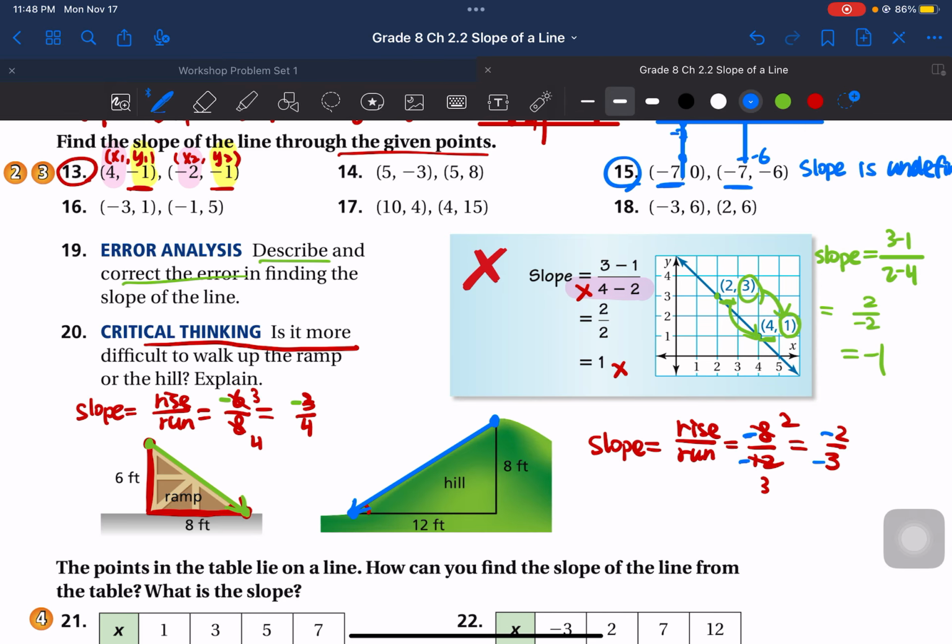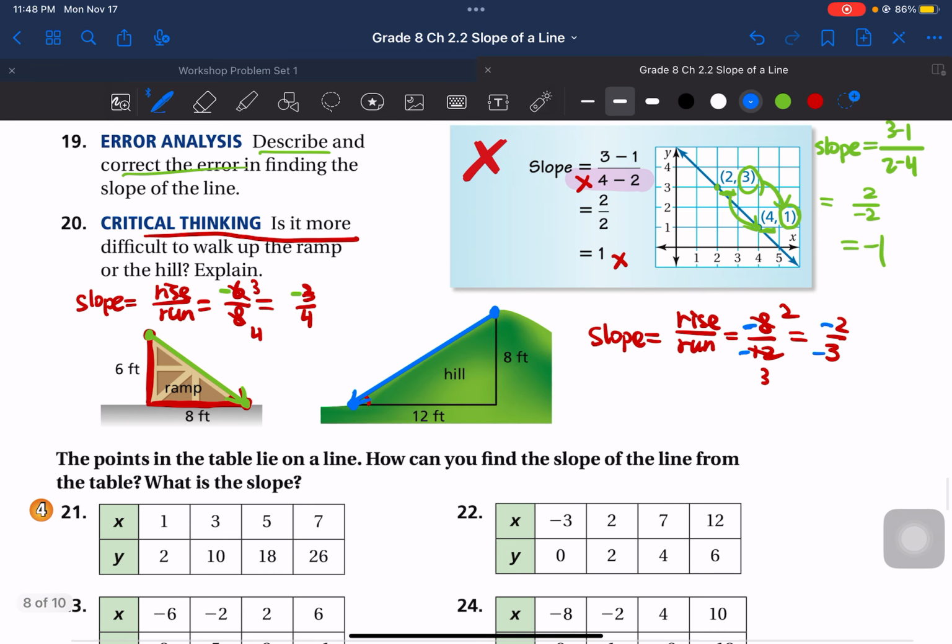But when we're looking for the steepness, we just use the absolute value of the slope. So here the absolute value of negative 3 over 4 is a positive 3 over 4. While here, negative 2 over negative 3, 2 negatives become a positive, so you have 2 over 3. And the absolute value of 2 over 3 is still 2 over 3. The absolute value of a positive number is always itself.